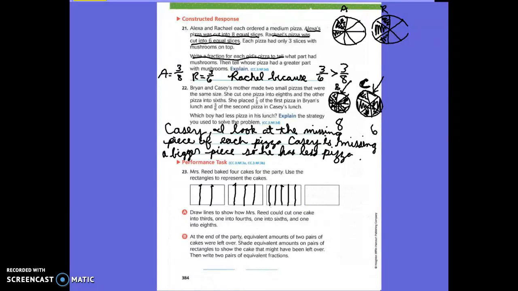And then on my 8s, I can once again cut in half. And then I can cut my half in half. But then I have to cut those in half too. I have to make more lines. At the end of the party, equivalent amounts of 2 pairs of cakes were left over. Shade the equivalent amounts on pairs of rectangles to show the cake that might have been left over. Then write 2 pairs of equivalent fractions.